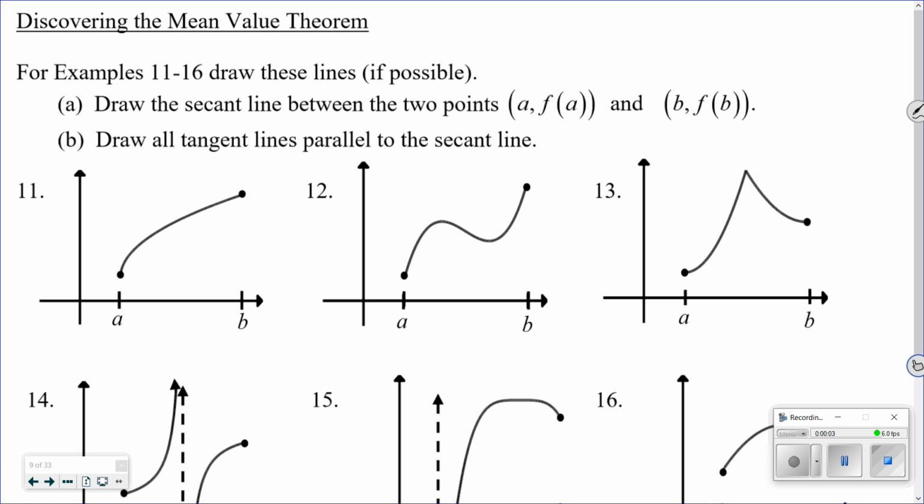This is the second half of 4.3. It's discovering, we're going to go through the mean value theorem. So this is very exciting. We're going to start with discovering it. I'm going to have you do this part on its own.